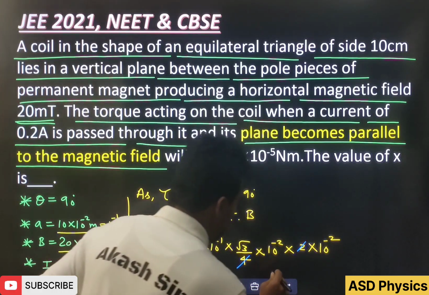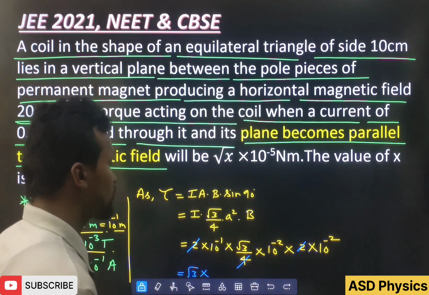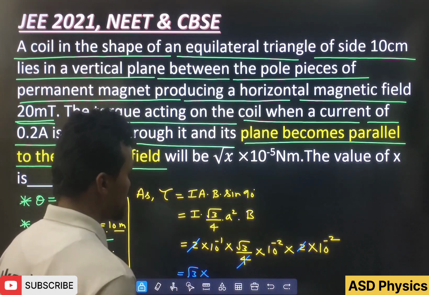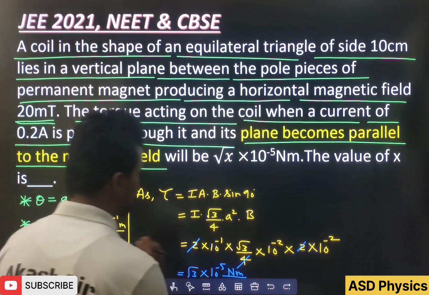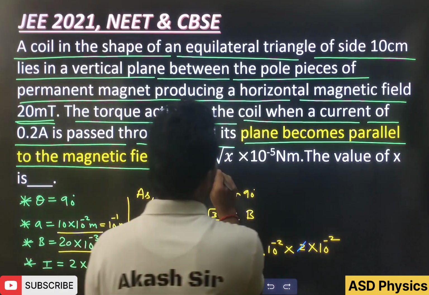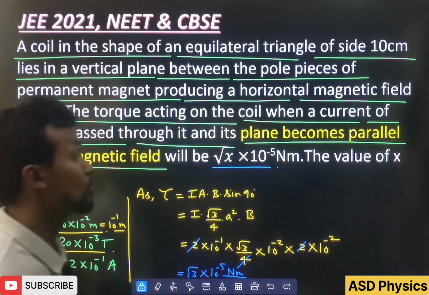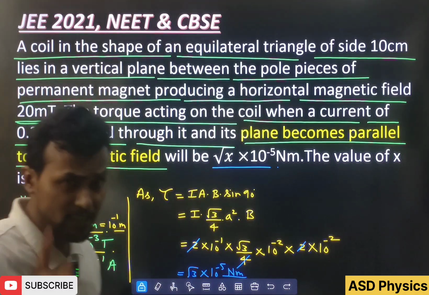Now what will this become? Kindly see here, this will become root 3 into 10 to the power minus 2, minus 2, minus 4, which gives minus 5. So root 3 into 10 to the power minus 5 Newton meter, and here you can see very well we have to compare with root x into 10 to the power minus 5. So what is the value of x? The value of x is 3.